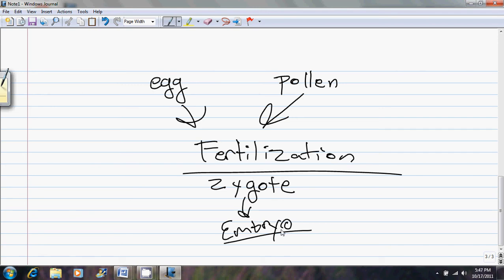But the egg and the pollen, right when they meet together, they're a zygote, and then it becomes the embryo, which is the immature plant.